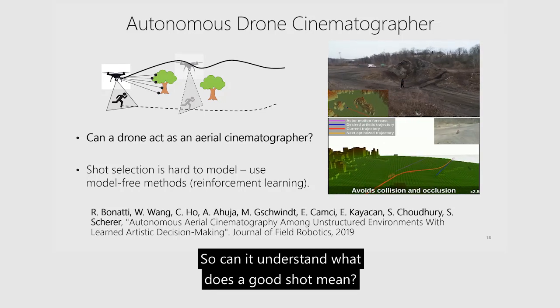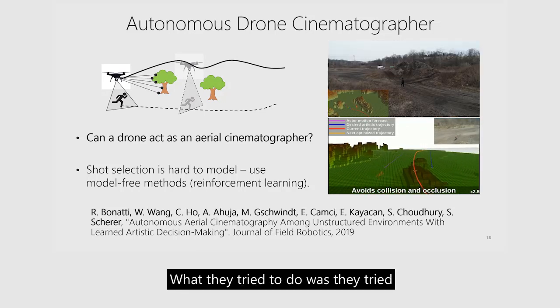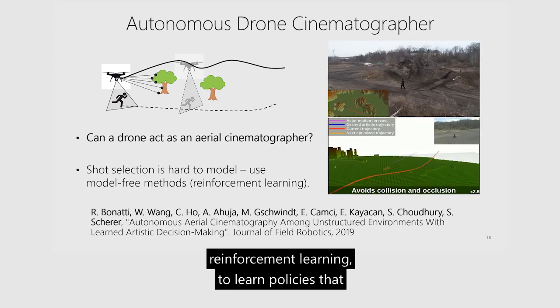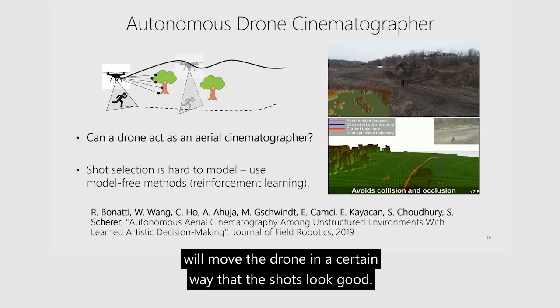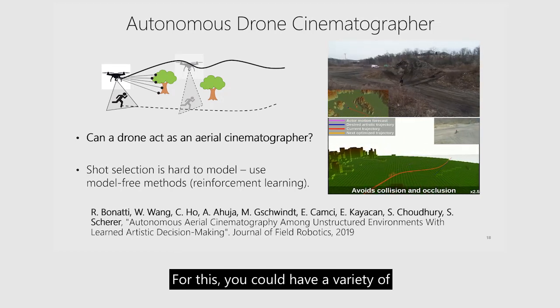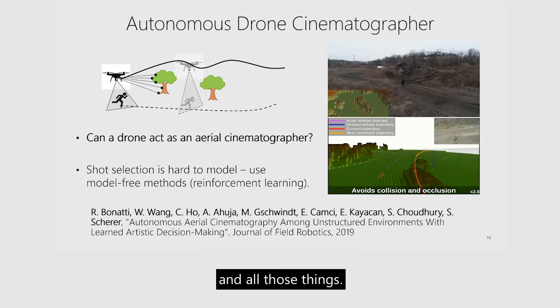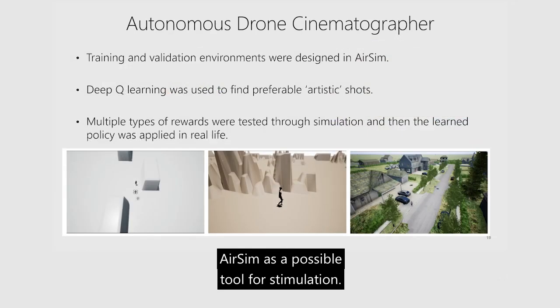So can it understand what a good shot means? Like, what does an artistic shot look like? Right? So what they tried to do was use model-free methods, and specifically reinforcement learning, to learn policies that will move the drone in a certain way so that the shots look good. And for this, because you could have a variety of test subjects and a variety of environments and all those things, again, they tried to leverage AirSim as a possible tool for simulation.